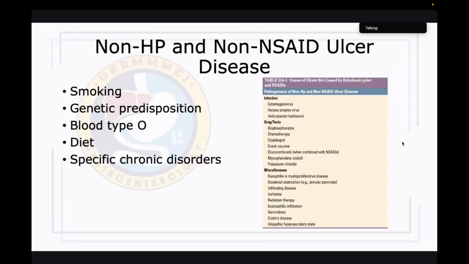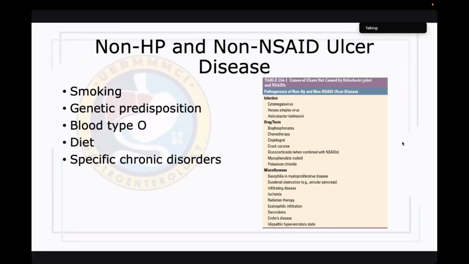Individuals with type O blood also have an increased risk for peptic ulcer disease. This is likely due to H. pylori preferentially binding to group O antigens, so they have more susceptibility to colonization with H. pylori.